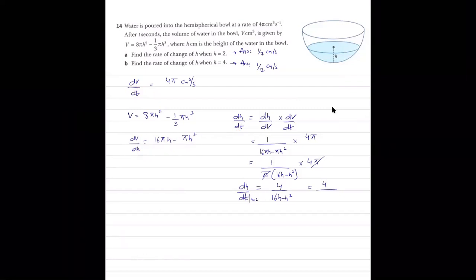Sir, what if we had written change in height with respect to change in volume there only, instead of reciprocating it later? So you are trying to say that we calculate this first and then reciprocate it. Yeah. So what if we had kept dh as the numerator?